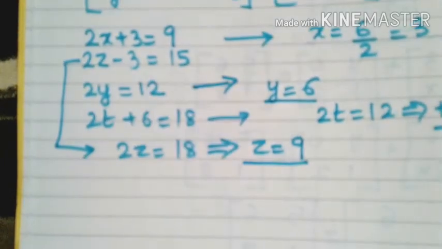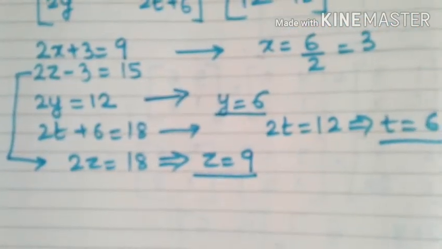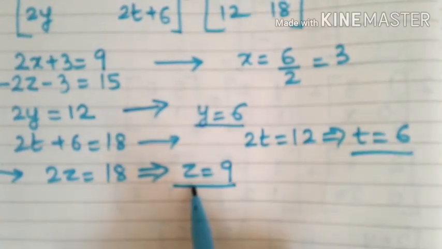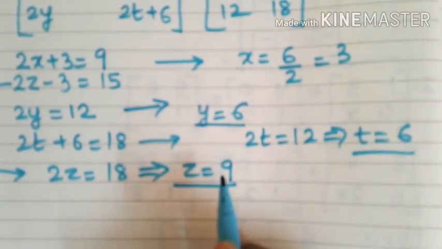So what are the values that we have got? We have got the values of x is 3, y is 6, t is 6 and z is 9. So this is how we have to solve this problem.